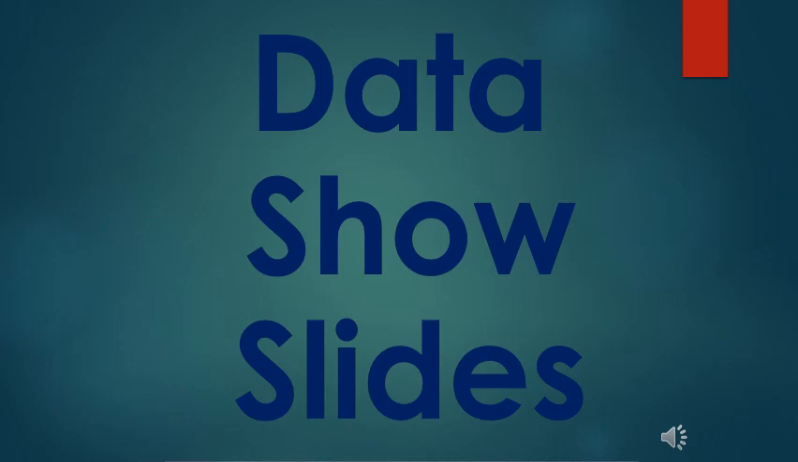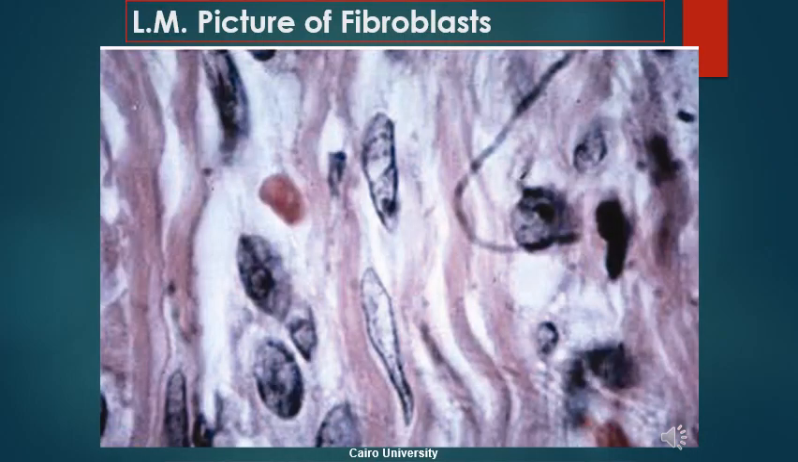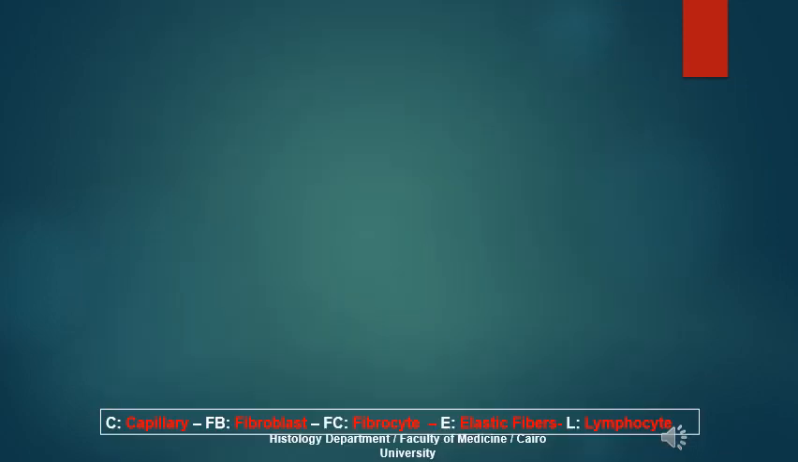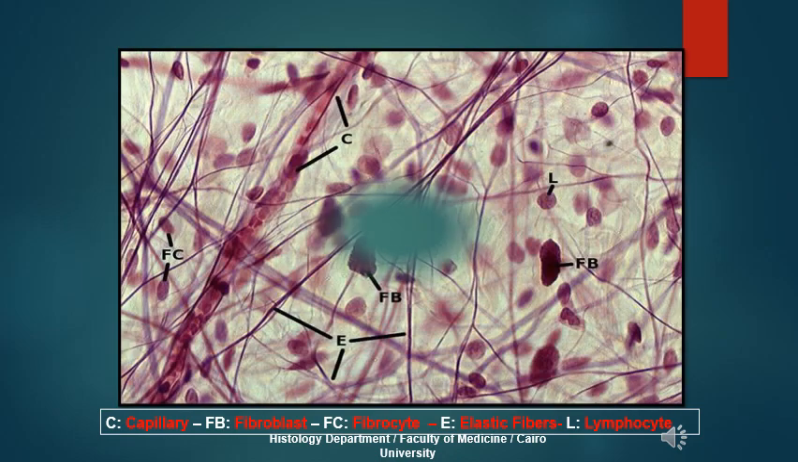Now we're going to study the slides. This is a fibroblast with achromatic nucleus and prominent nucleolus, surrounded by the collagen fibers that it secreted. This is loose areolar connective tissue. As you can see, the collagen fibers and elastic fibers. You can see different types of cells. And you can see the cavities, which are the potential cavities. That's why it's called areolar.